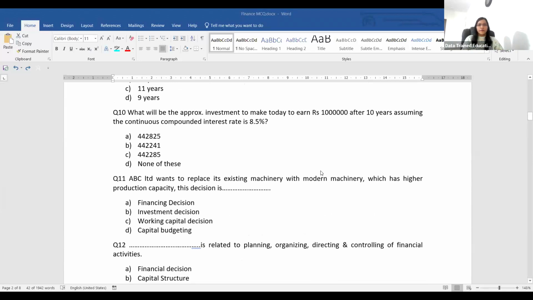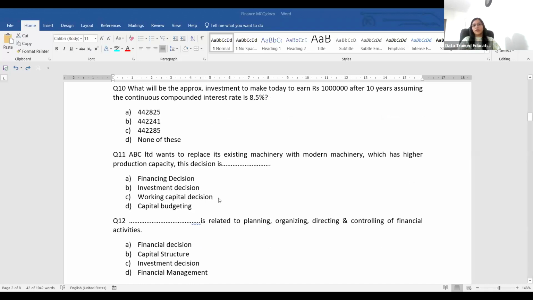Now next question is question number 11. ABC Limited wants to replace its existing machinery with modern machinery, which has higher production capacity. The decision is what? Financing, investing, working capital, or capital budgeting. If a company wants to replace existing machinery with modern machinery and they want to invest, in which decision will it come? Yes, most of you have written B. B is right, investment. It is an investment decision.